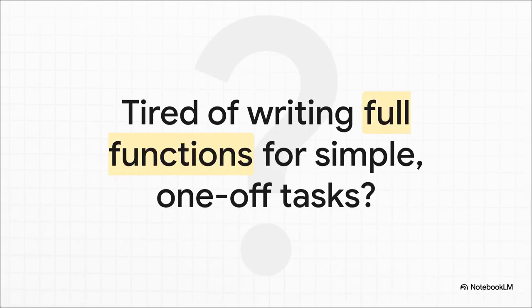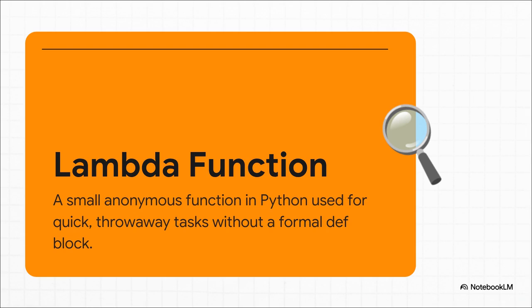You know the feeling, right? You just need to do one tiny thing, maybe just once, and writing out a whole def function, giving it a name, adding a return statement, it just feels like overkill. It clutters everything up for what's basically a throwaway job. Well, this is exactly where Python's Lambda function comes to the rescue. It's a function with no name. That's what anonymous means. It's literally designed for these quick, on-the-fly operations where a full-blown function is just unnecessary baggage.